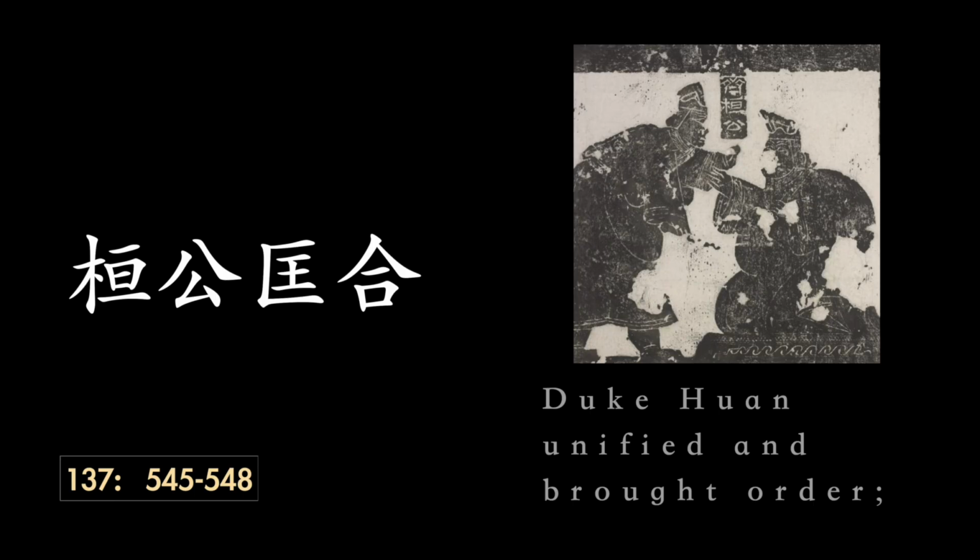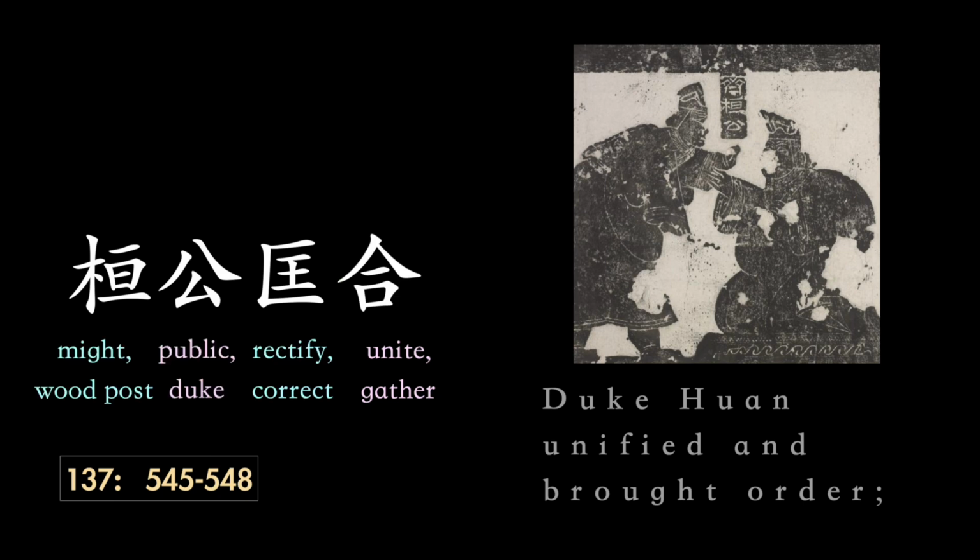Let's look at line 137. I'll offer an English translation character by character. Mighty. Wood post. Public. Duke. Rectify. Correct. Unite. Gather. I should mention that the two characters on the left refer to a person. That's Duke Huan. So together they can be translated as Duke Huan unified and brought order.